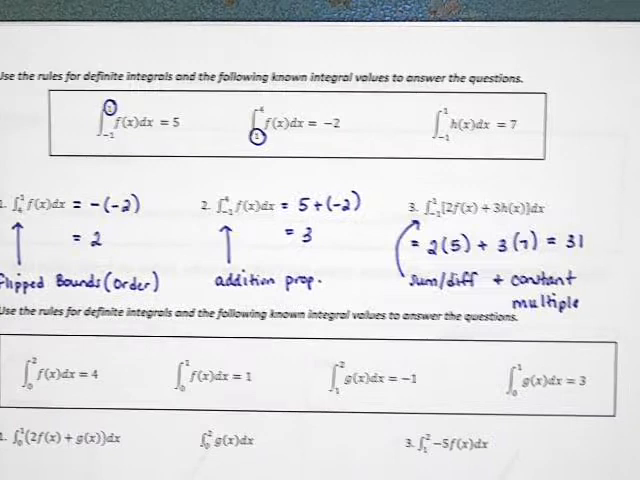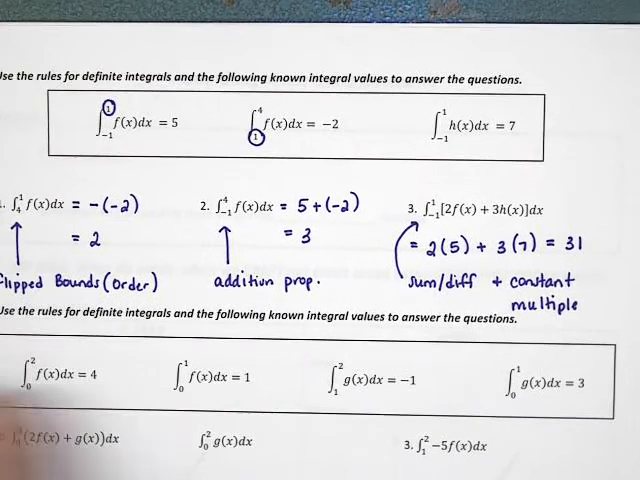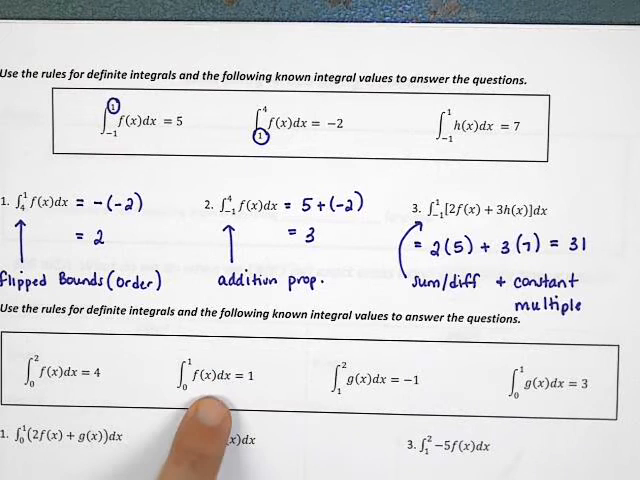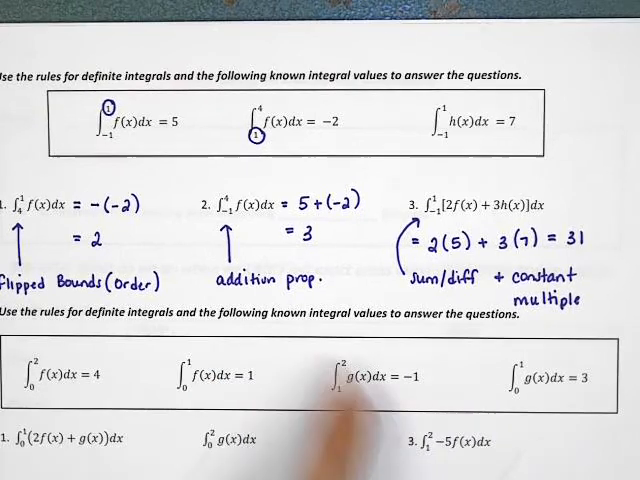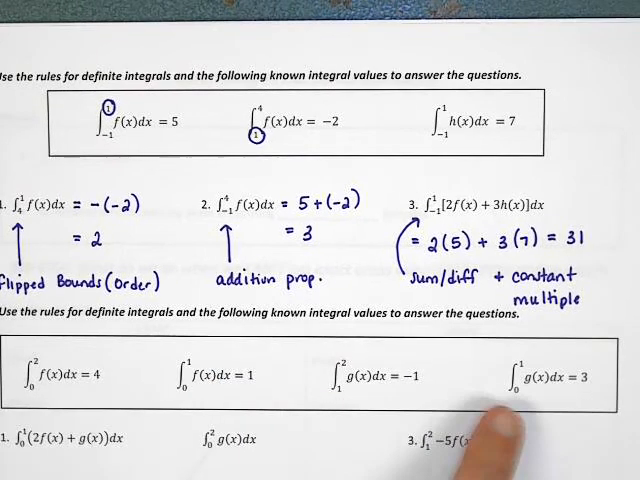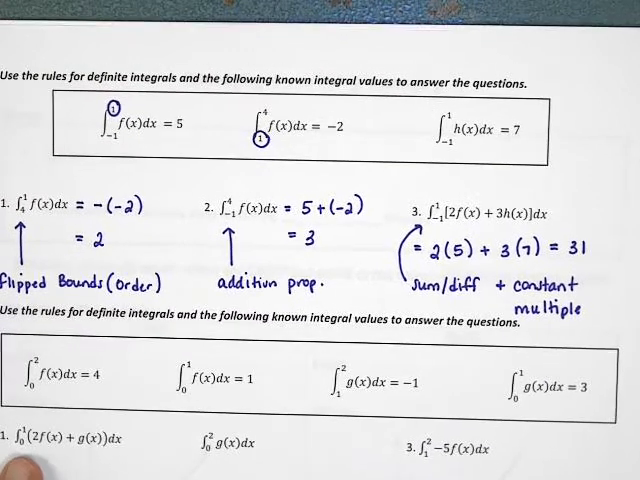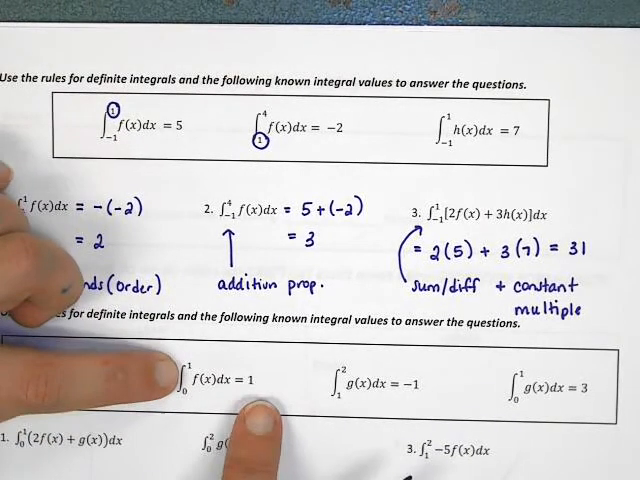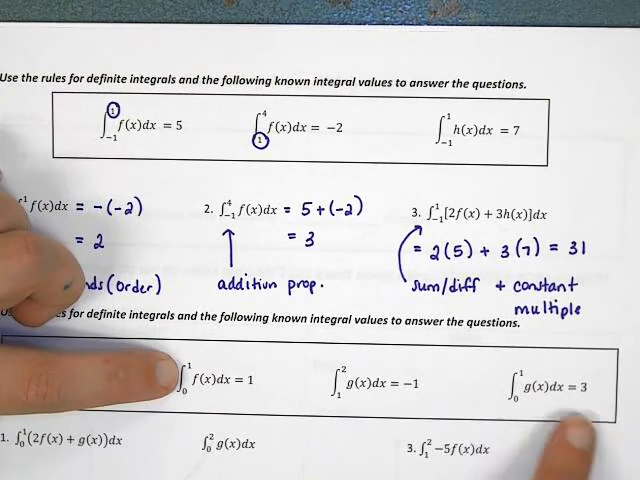If we look at another example, so I've got all this information. From 0 to 2 of f of x is 4, from 0 to 1 of f of x is 1, from 1 to 2 of g of x is -1, and from 0 to 1 of g of x is 3. And I want to know the integral from 0 to 1 of 2 f of x plus g of x. Well, I know the integral from 0 to 1 of f of x is 1, and 0 to 1 of g of x is 3.